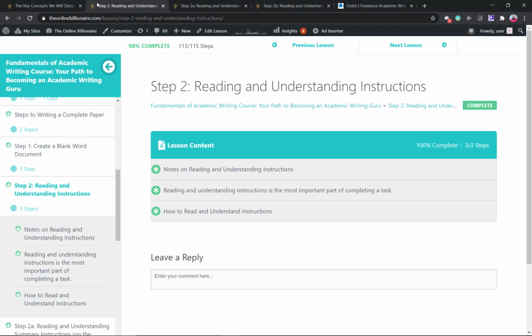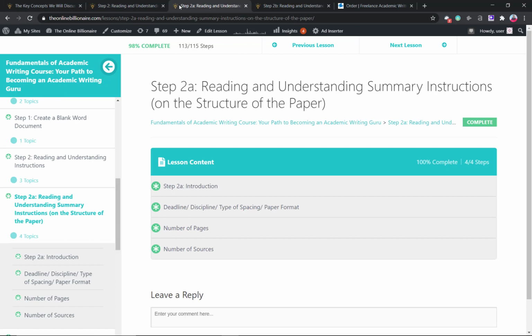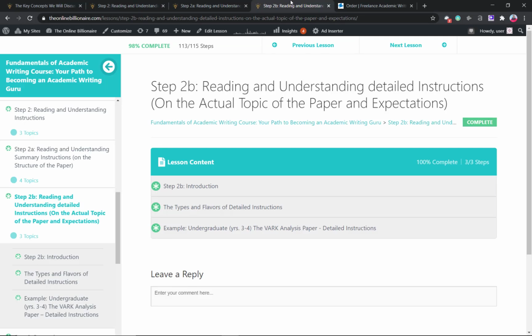So, the simplest way to think about reading instructions is to divide them into two. First, instructions on the structure of the paper, like how should the paper be structured, what is the spacing, what is the formatting, how many pages, how many sources. Then the second category is detailed instructions. Detailed instructions tell you exactly how to write the paper. What should you do? What is the paper about? What questions are you trying to answer as you write the paper?